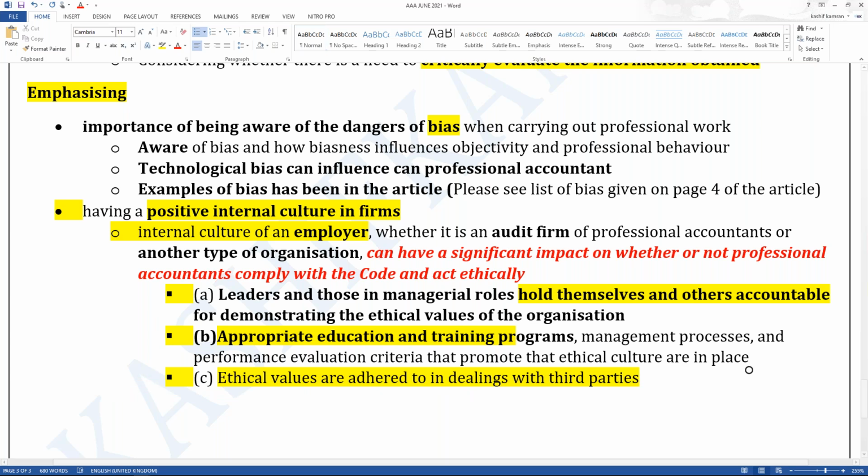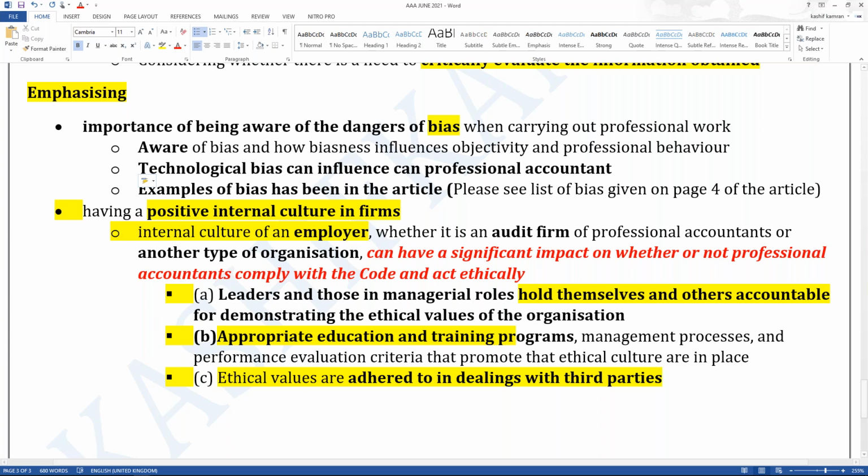So will you remember the definition of an internal culture, everyone? Hold themselves and others accountable. Number one, appropriate education and training. Number two, adhering to ethics when dealing with third parties. Is that clear? So will you remember the 5 changes which have been brought into the code, whether they are new things or whether they are reinforcements?